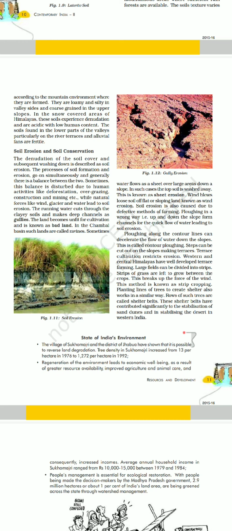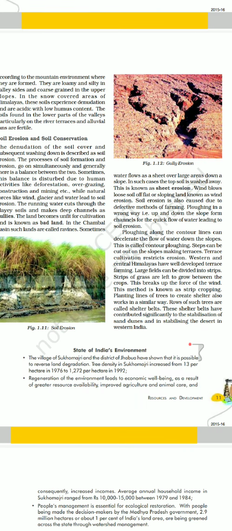Now let's move on to the second part of today's class, that is the different ways to conserve soil, or else the different ways for soil conservation. The first one explains plowing along the contour lines, which decelerates the flow of water down the slopes. This is called contour plowing. So first, it is explaining that contour plowing is an effective way to conserve soil erosion.